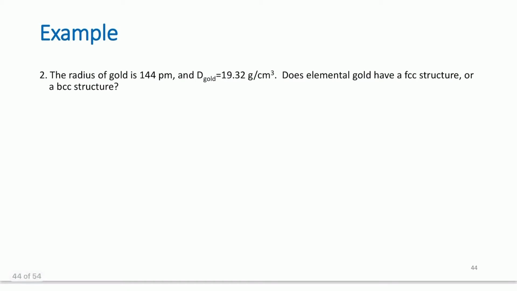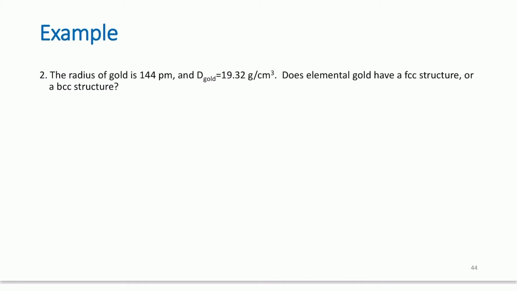Okay, what about this one? The radius of gold is 144 picometer, and density of gold is 19.32 grams per centimeter cubed. Does elemental gold have an FCC structure or a BCC structure? Honestly, I've got to calculate it both ways and compare it to the actual density of gold. I don't know the answer, so I'm going to just calculate it both ways.